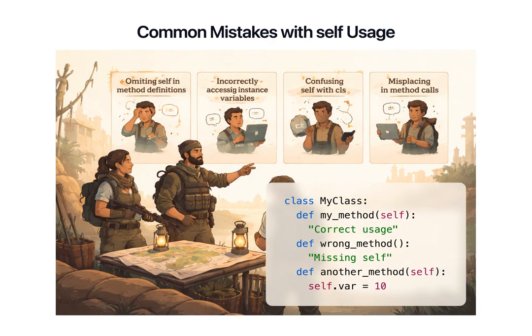Common mistakes with self include omitting it in method definitions, incorrectly accessing instance variables, confusing it with cls, and misplacing it in method calls. These can lead to errors in class behavior.